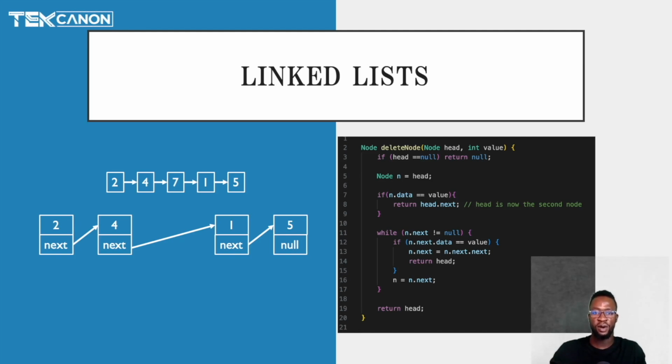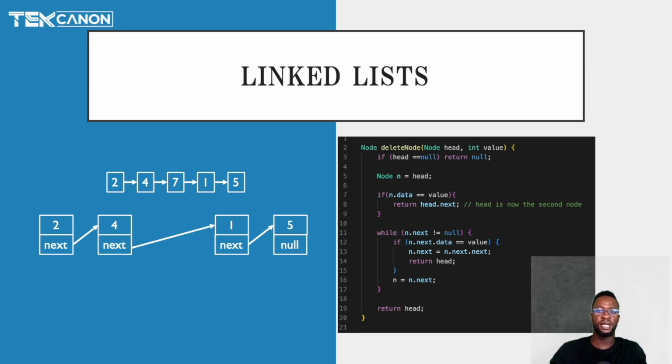Now, if we look through the algorithm on the right, I'll walk through this briefly on how to delete the node. So the very first check we have on line 3 is if the head of the node is equal to null, return null. So if you have an empty linked list, the head will be null. So you can't delete something from an already empty list. So we just return null.